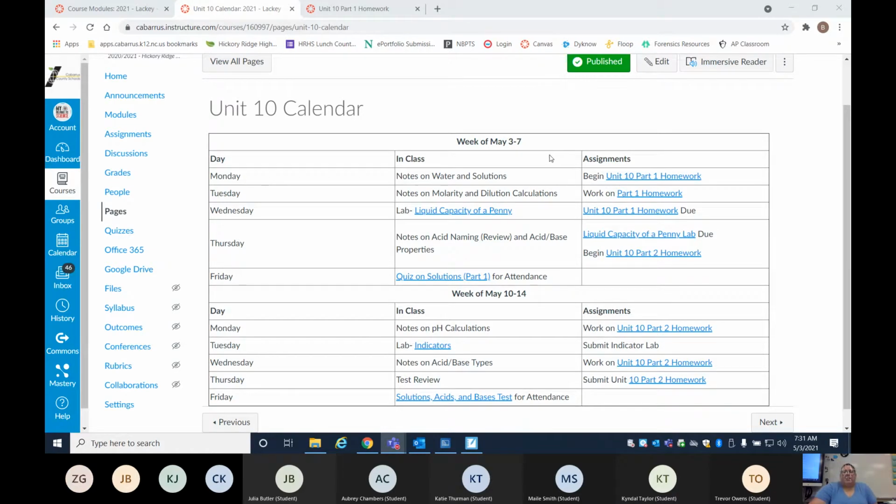So this unit is dealing with solutions, acids, bases. So acids and bases are types of solutions, but we're going to look at some properties of solutions first before we get into the acids and bases. So you can see this is a 2-week unit. So today we're going to start out talking more about water and solutions themselves. And then based off of what we do today, you'll be able to start that Unit 10 Part 1 homework.